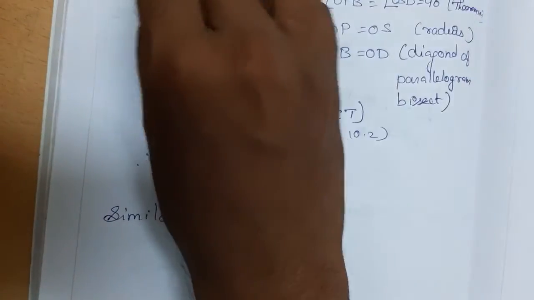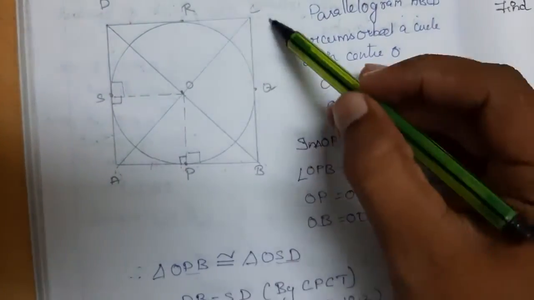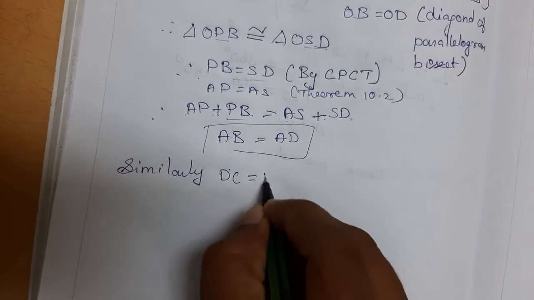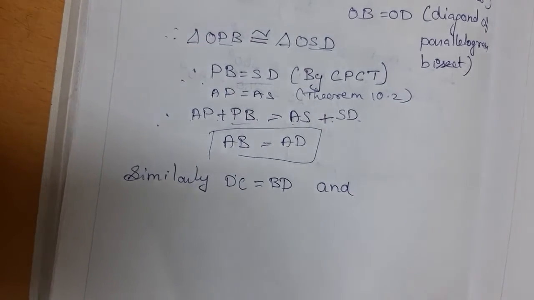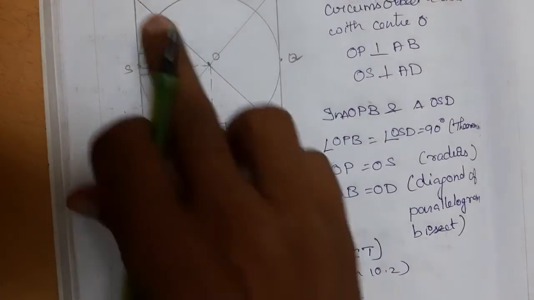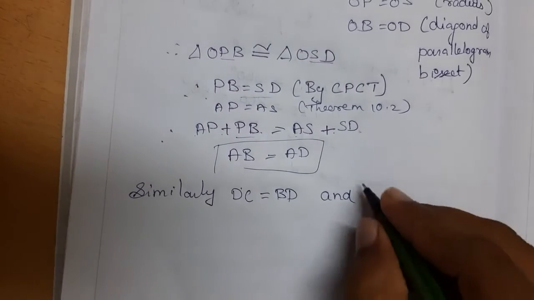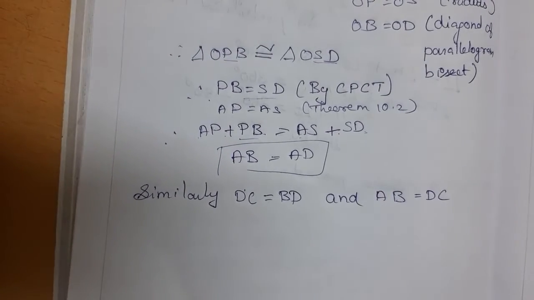This side we can say DC will be equal to BC, and if we say one more side, then it's enough. AB is equal to DC. This is by parallelogram itself. Normally by parallelogram itself we can say that AB is equal to DC, since opposite sides are equal.